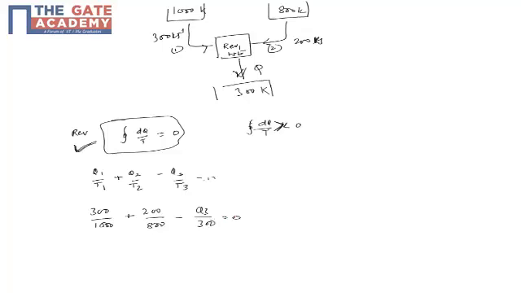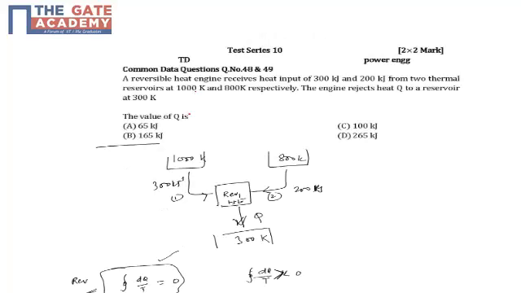So from this I can easily calculate Q3, and Q3 comes out to be 165 kilojoules. So remember that just by knowing this Clausius equality for a reversible heat engine, you can get the answer. So it's 165 kilojoules. So the answer for part A of this is B, 165. Thank you.